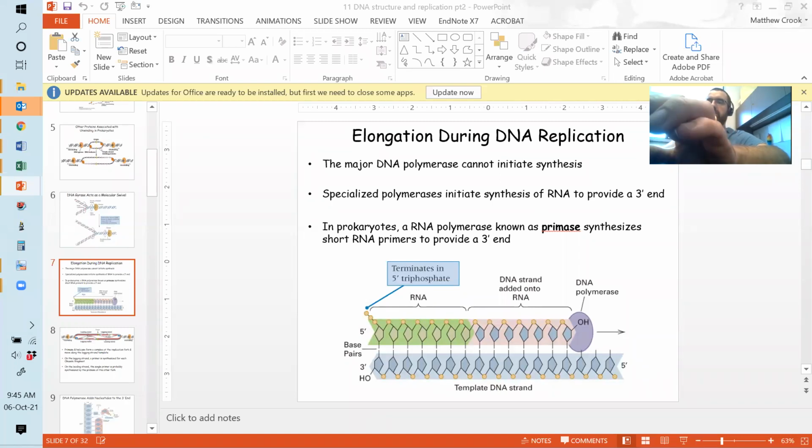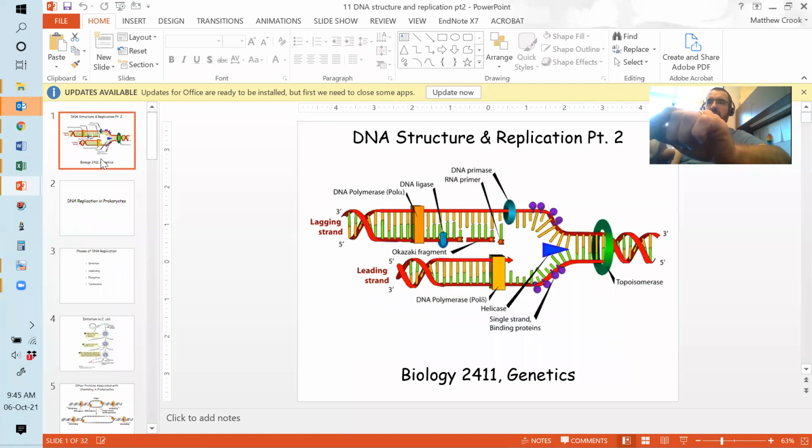In eukaryotes, this is done by, damn it, which DNA polymerase is this? Pretty sure it's alpha. I'm just going to fudge it here.